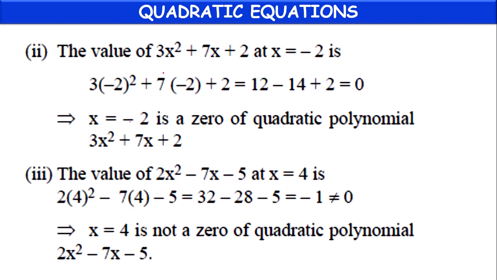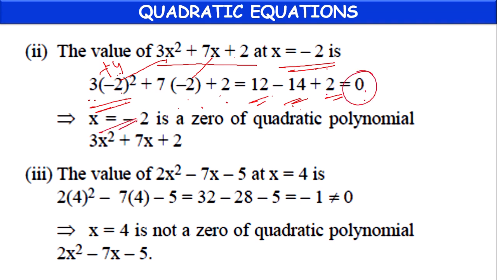In example 2, this is the expression. We have to check x equal to minus 2, whether it is zero or not. In the place of x, minus 2 square. In the place of x, minus 2 plus 2. 3 into minus 2 whole square. Here we will get minus 4. Minus 4 into 3. Sorry, plus 4. Plus 4 into 3, 12. 7 into minus 2, minus 14. Plus 2 equal to 0. 12 plus 2, 14. Minus 14, 0. Yes, it is the zero of quadratic polynomial.